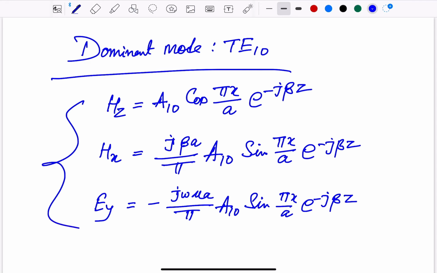Right now we have three components. There is one electric field component and two magnetic field components, of which one is in the transverse direction and the other is in the longitudinal direction. Now if you see the Ey, you will find that this is a sine function, and this kind of function we can easily couple in a waveguide. I'll show you how. But before that, can you find or guess some application of this TE10 mode?